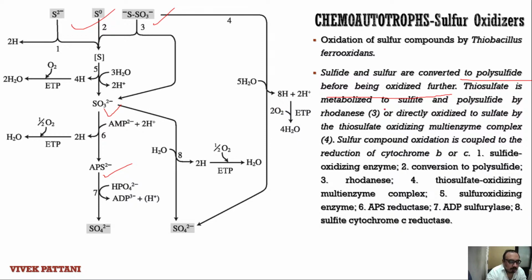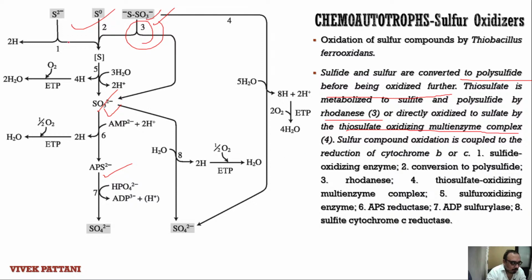And the thiosulfate is metabolized to sulfide and polysulfide by the enzyme rhodanase, you can see here. Polysulfides and thiosulfates are directly oxidized to sulfate by the thiosulfate oxidizing multi-enzyme complex. And the sulfur compound oxidation is coupled to the reduction of cytochrome B or C.